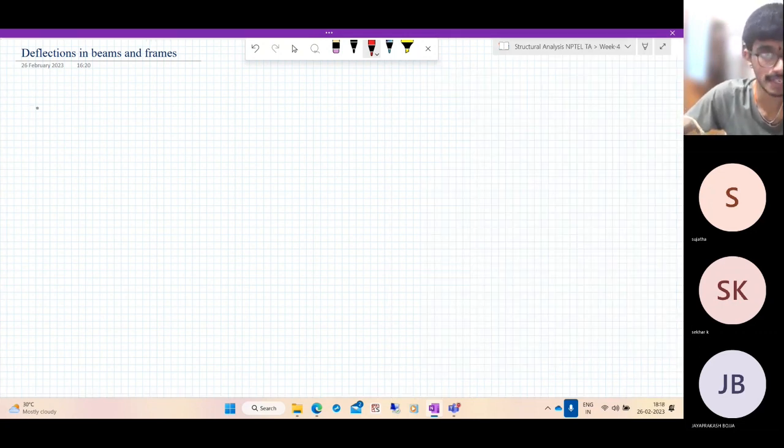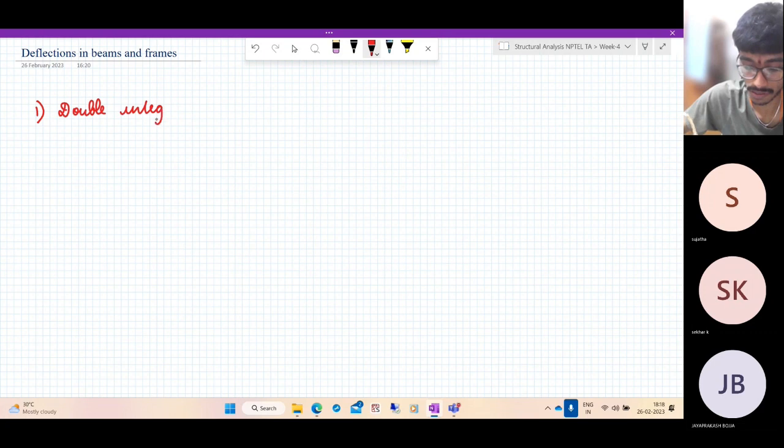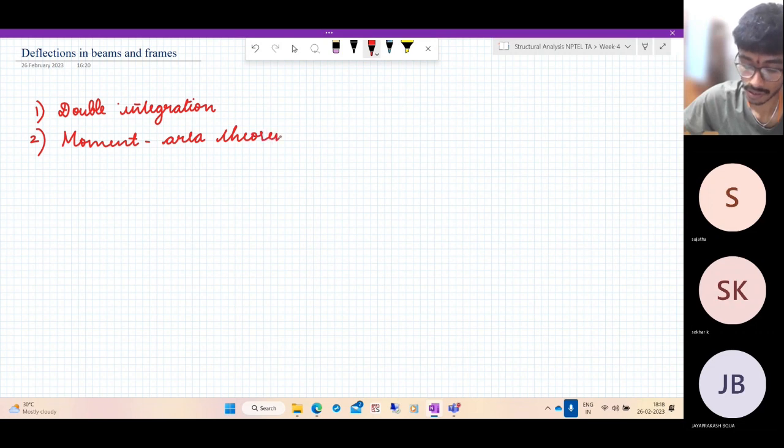So we saw that there are different methods. One is double integration. Second is moment area theorems. So what did we do in double integration? That will be useful now.